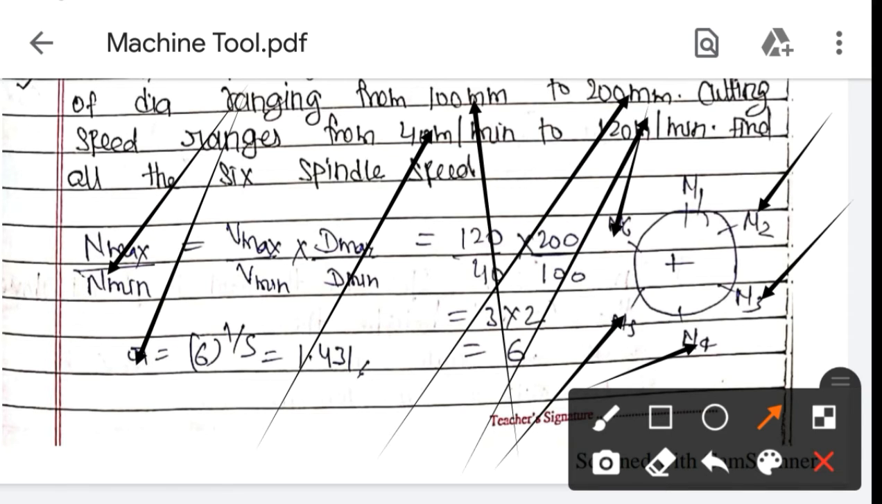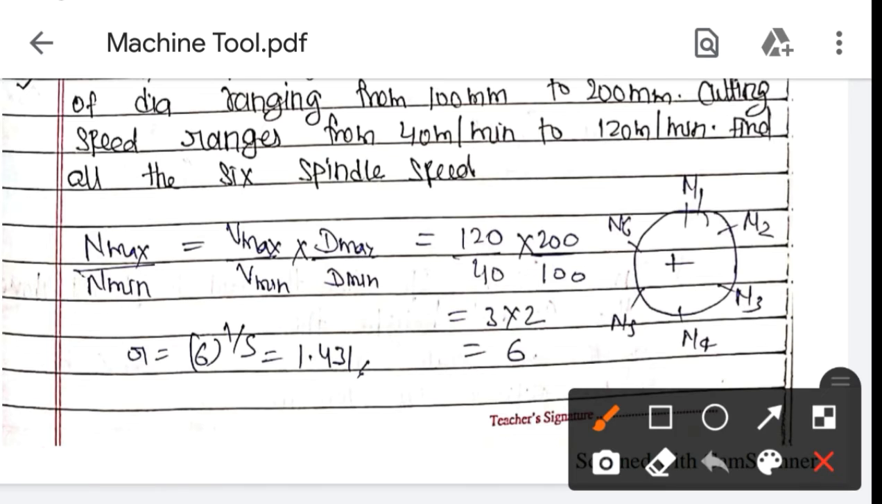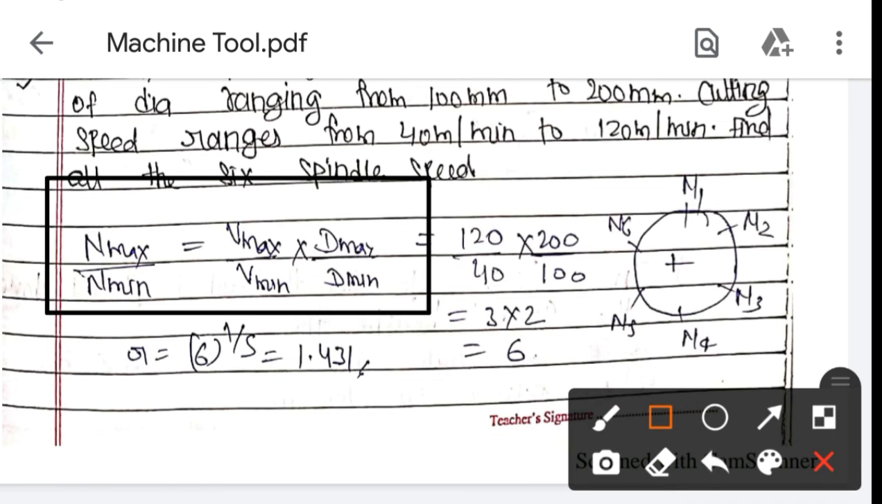Right now we have learned one formula to find n max by n min, which is D max by D min into V max by V min. All the data is given here, just substitute it in the formula. We will get n max by n min, which is 6, and we know the r formula: r is equal to n max divided by n min, whole to the power 1 by n minus 1. So this will give you 1.431.